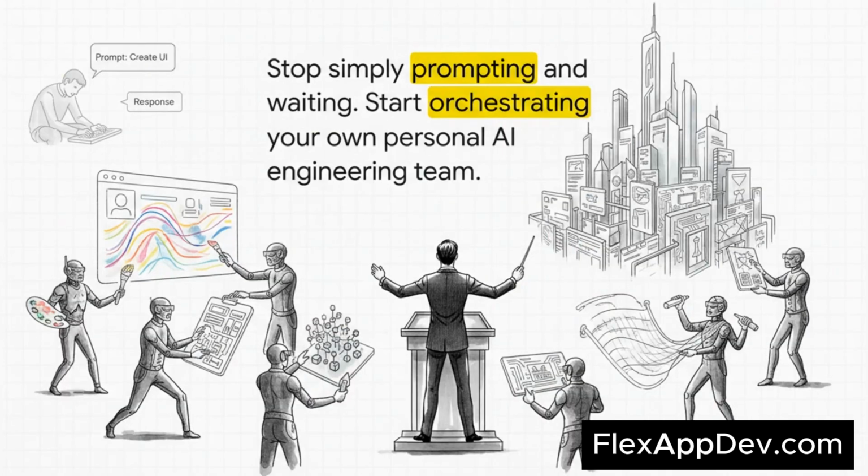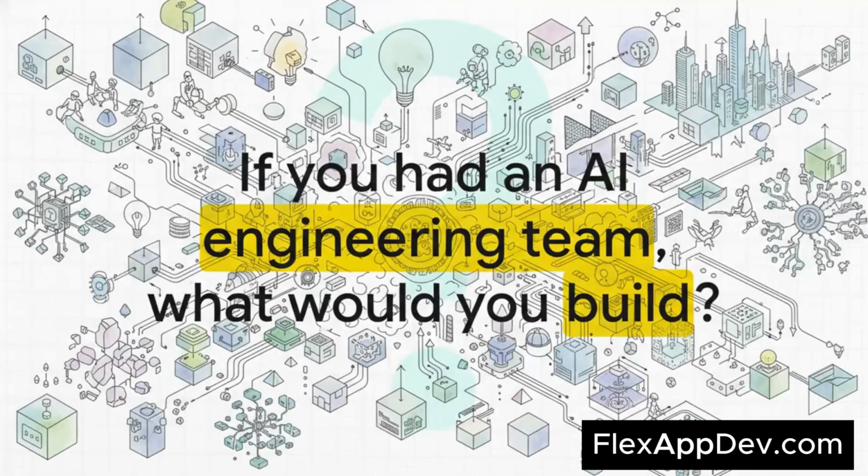So, if there is one thing you take away from all this, it's this mental shift. You have to stop thinking about just prompting and waiting. You need to start thinking like a conductor. Start orchestrating your AI engineering team to build things bigger, better, and way, way faster. And that really just leaves us with one final thought. Now that you know you have the power to command not just a single AI agent, but an entire team of them, the only question left is, what are you going to build with it?